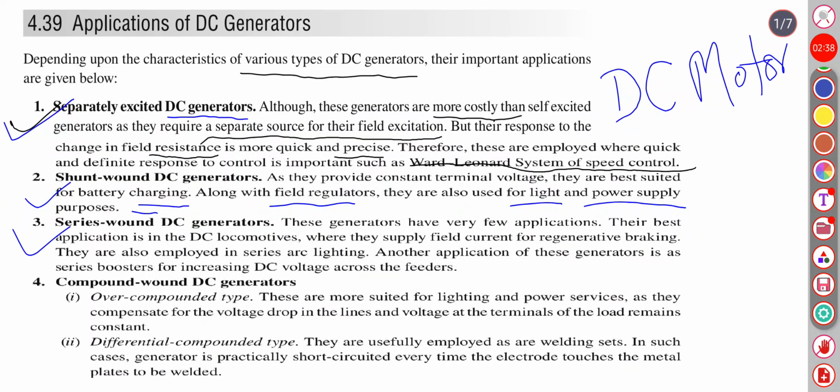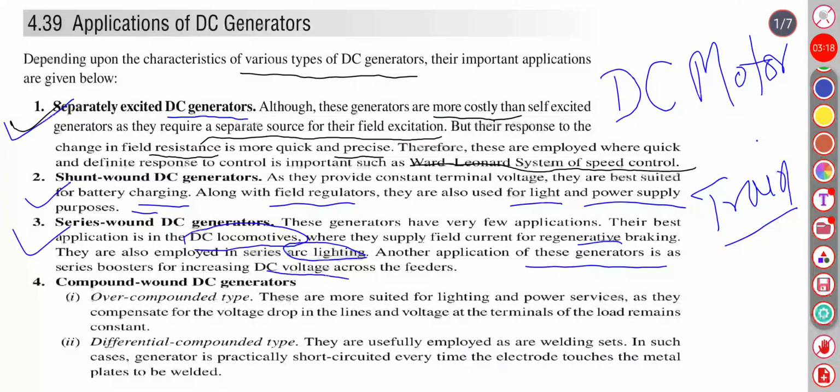Series wound DC generators. These generators have very few applications. Their best application is in DC locomotives, or we can say electric train systems, where they supply field current for regenerative braking. They are also employed in series arc welding and arc lighting. Another application of these generators is as a series booster for increasing DC voltage across the feeders.